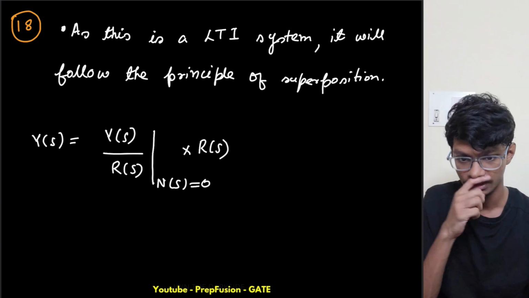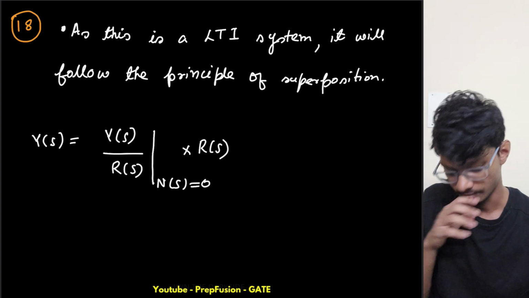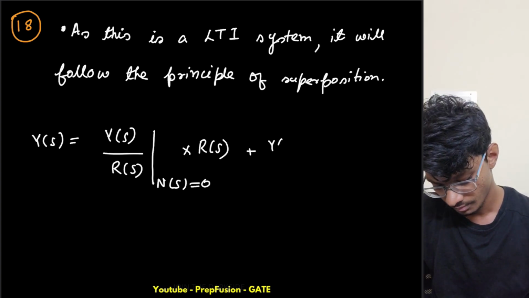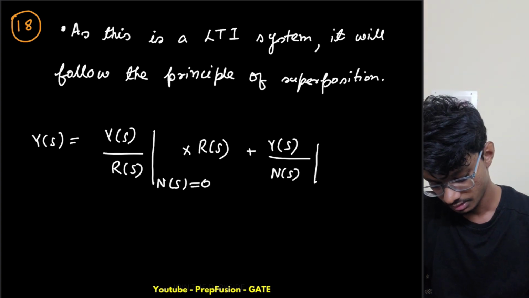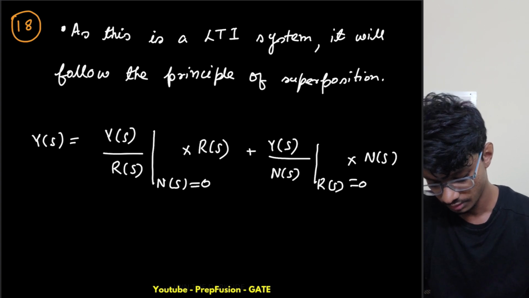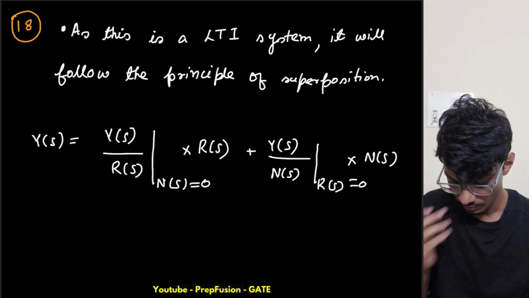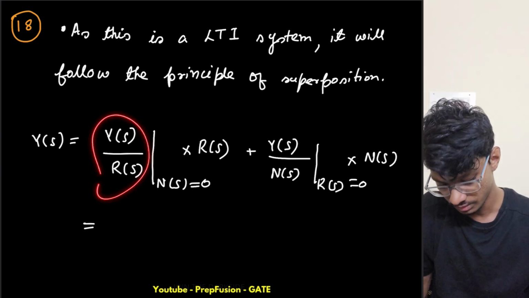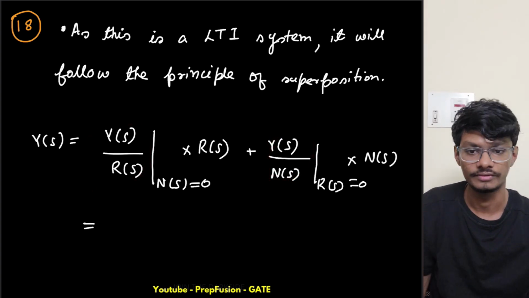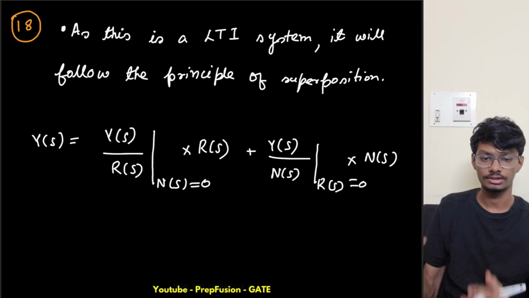So this will be my y of s as a function of r of s only, and I can write y of s upon n of s when r of s equals 0 multiplied with n of s, right? So this will be the function of y of s for the input noise. You can expand this. We already found this one, and write this, so you will find your answer. So this was the solution to this question.